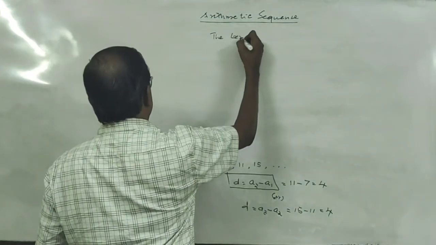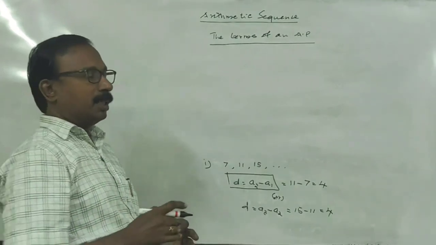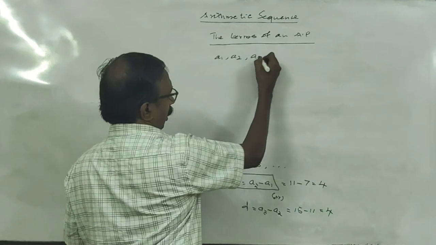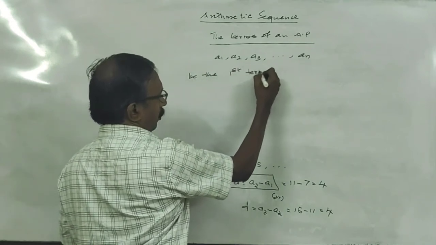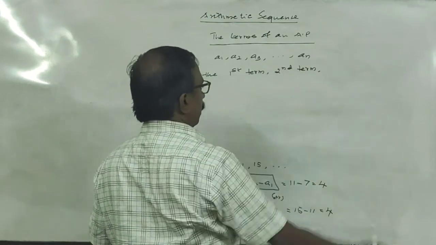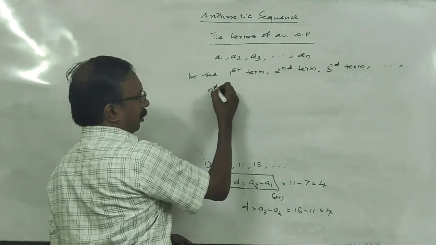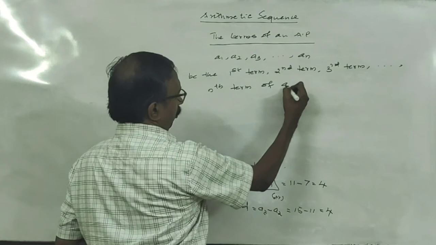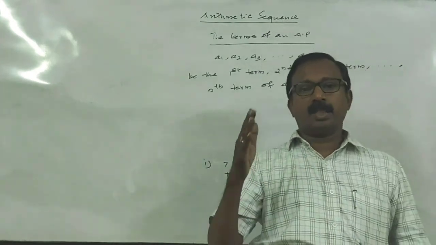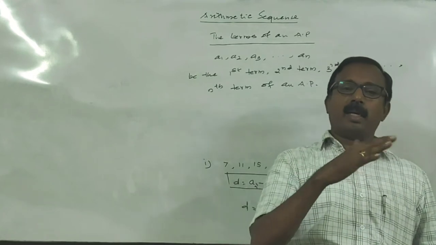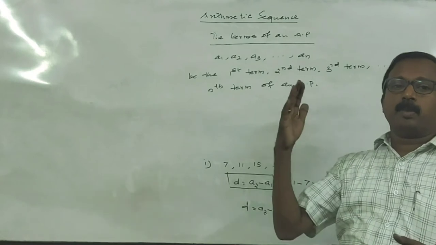The terms of any AP will be written down as A1, A2, A3, where A1 is the first term, second term, third term, etc., nth term of any AP. The terms are A1, A2, A3, A4, etc., An, or T1, T2, T3, T4, T5, etc., Tn. Generally you will see the formula in this form.